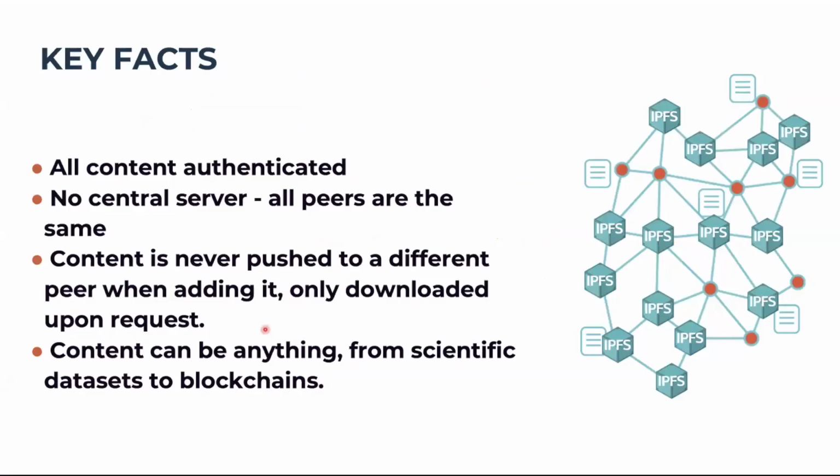So some key facts about IPFS is that all content is authenticated without having any central server. All peers are pretty much equal in the network. Content is never pushed into users' devices. Instead, there is more of a pull-based model where when a peer is requesting something, this is fetched, and only then it is cached on the device of the user or the end host. And content, of course, can be anything.